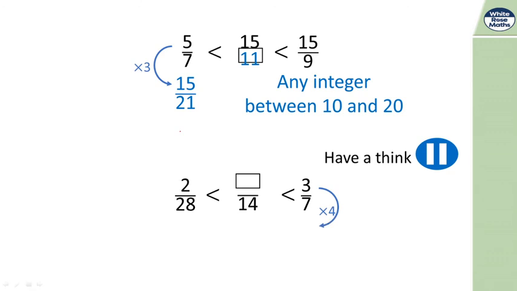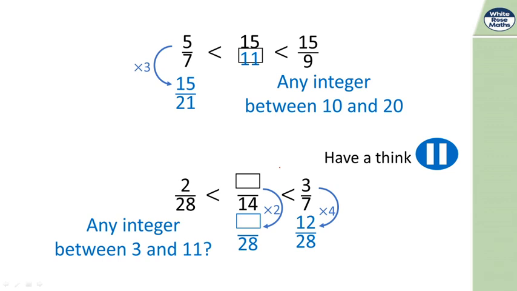Okay, so if we times it by 4, we're looking at making the denominators the same here. So 3 sevenths, using the rule, whatever you do to the top, you do to the bottom, becomes 12/28. Times it by 2, something over 28. So this can be any integer between 3 and 11. Is that correct? So we've got 28 here on the bottom, so we know the bigger the numerator, the bigger it's going to be. So 3/7, which is worth 12/28, is bigger than something over 28, is bigger than 2/28.